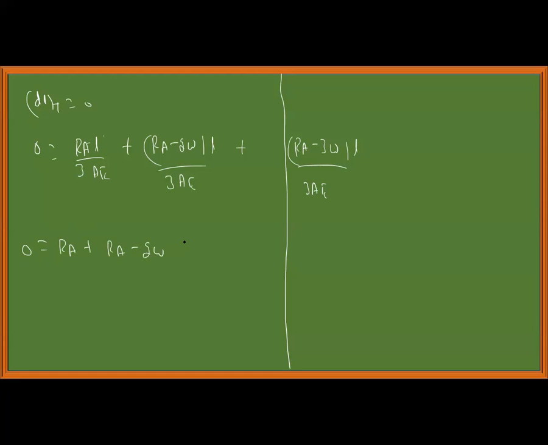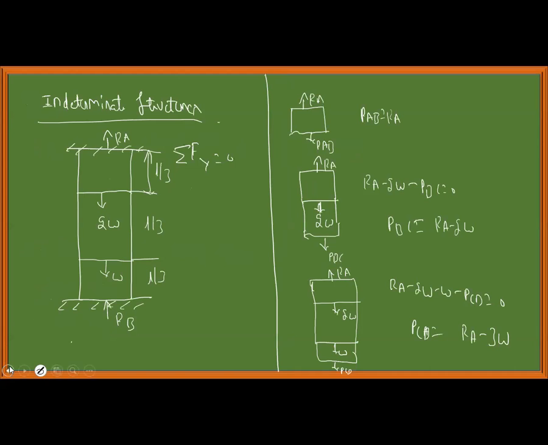plus RA minus 3W. So 3RA is equal to 5W, RA is equal to 5 by 3W. See how simple it was to obtain the result. Now, after obtaining RA, we can find RB also. RA acts upwards, 5 by 3W.